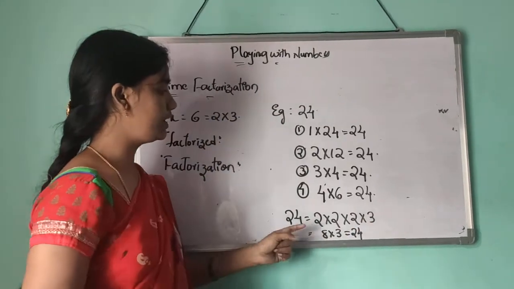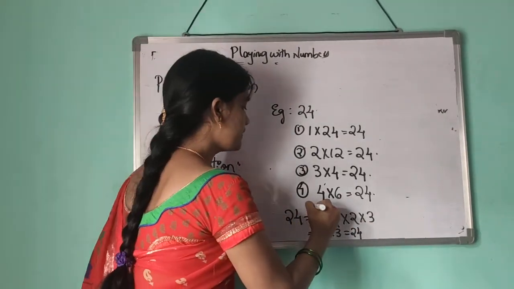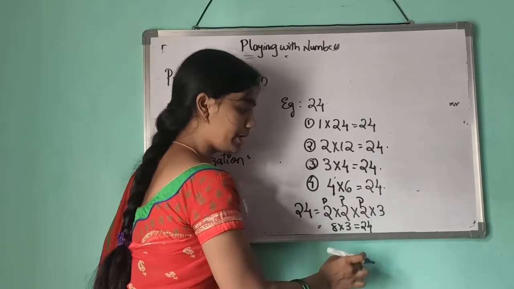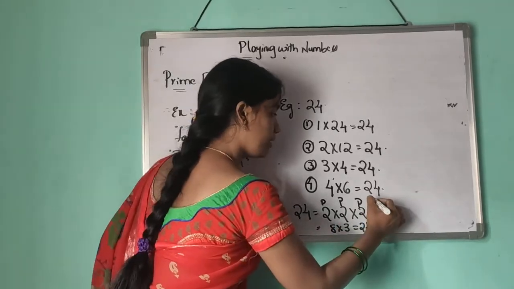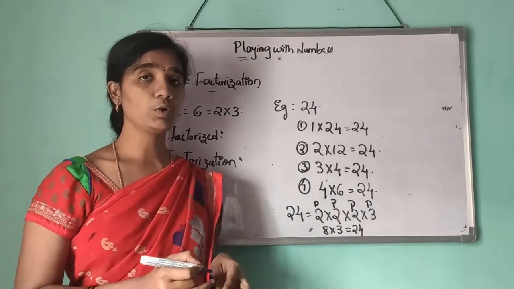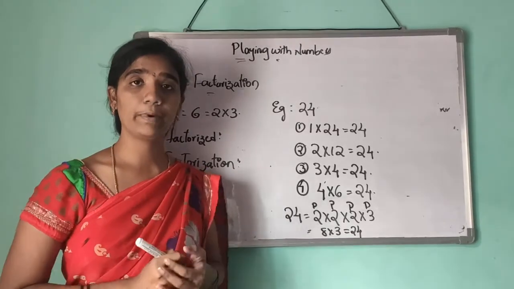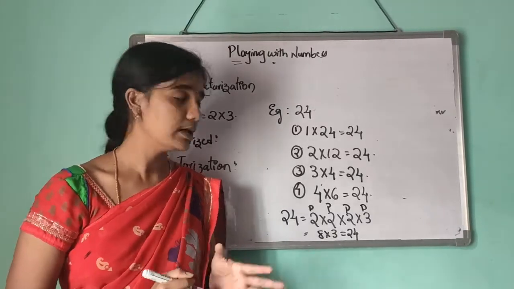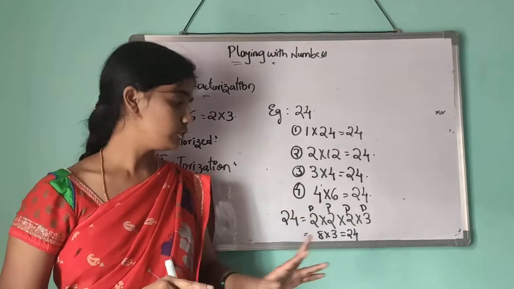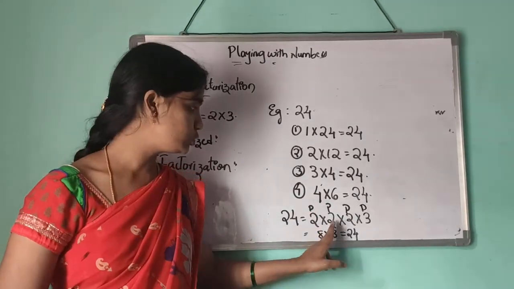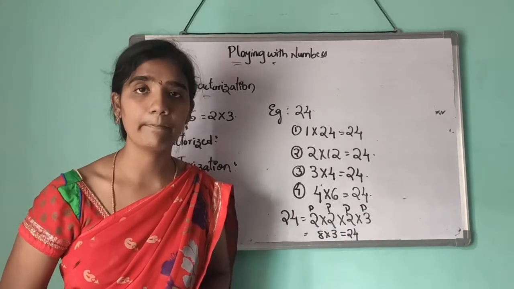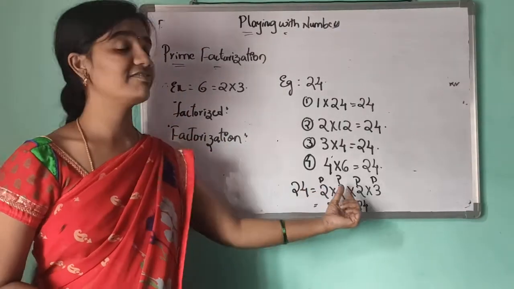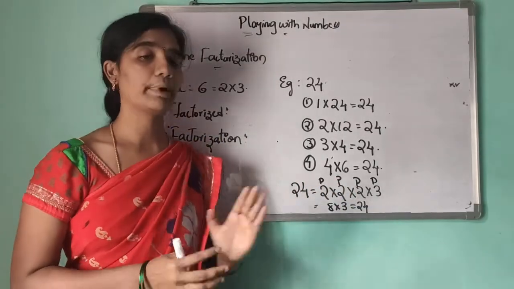Here we can observe 2 is a prime number, 2 is a prime number, 2 is also a prime number, 3 is also a prime number. What is a prime number? We already know: a prime number is a number which is divisible only by one and itself. Here 2 is divisible by only 1 and itself. It is not divisible by any other number. So 2, 2, 2, 3 are called prime numbers. 24 is factorized here, and all these factors are prime numbers.